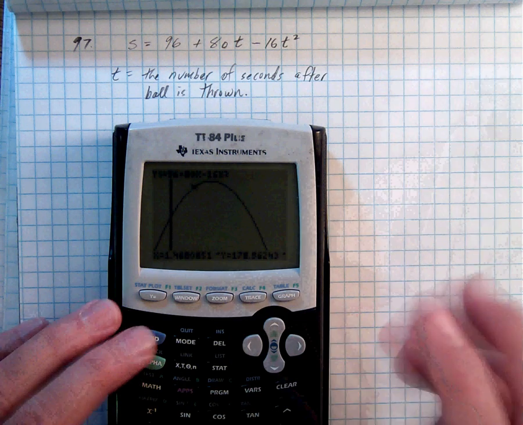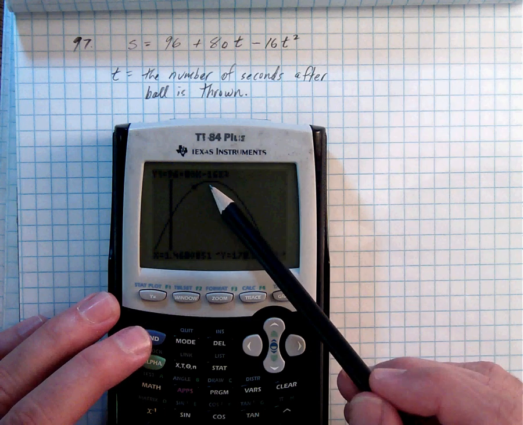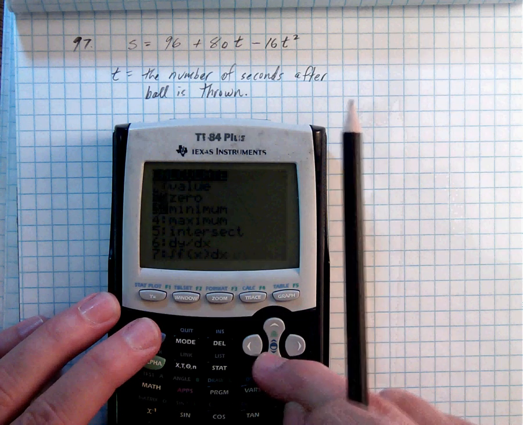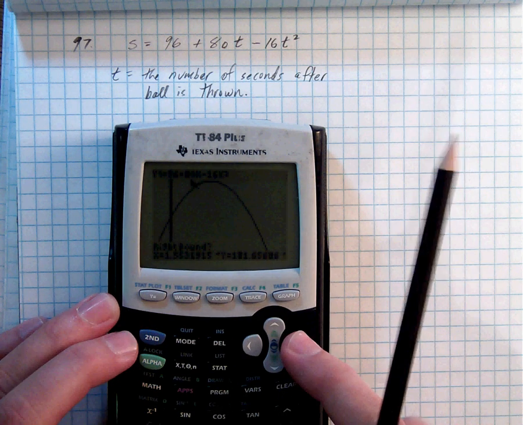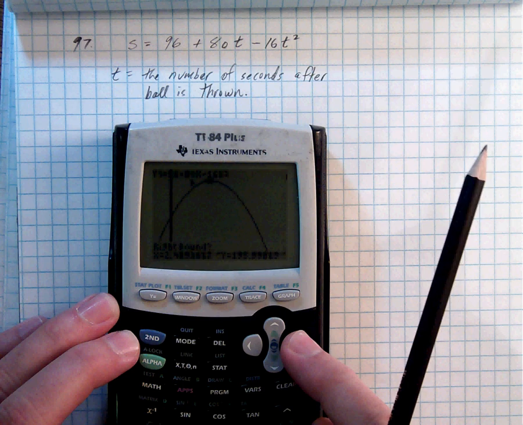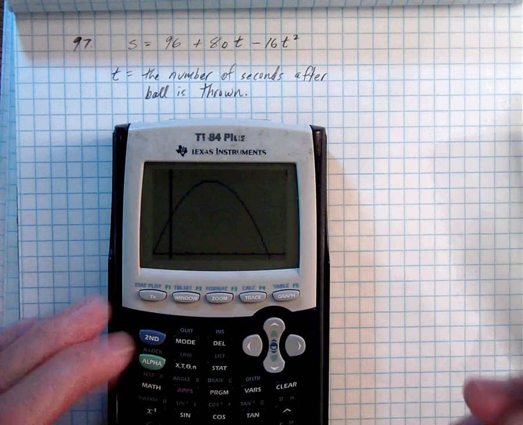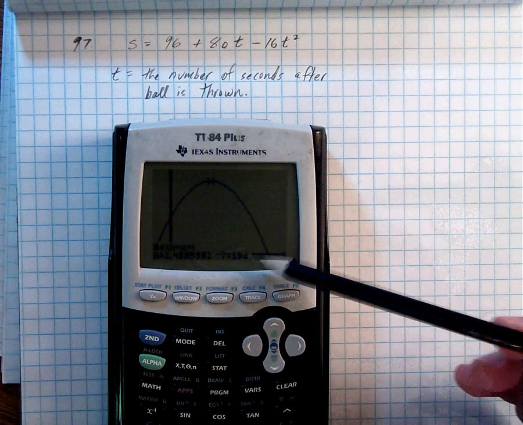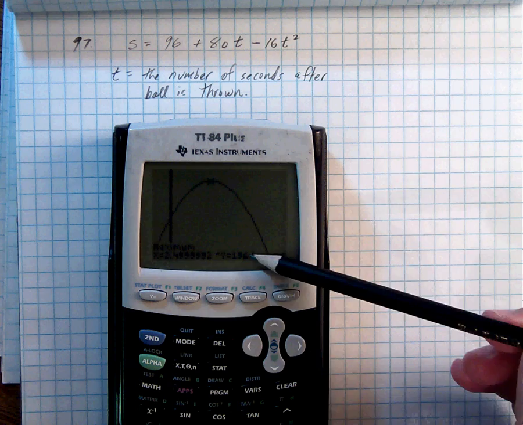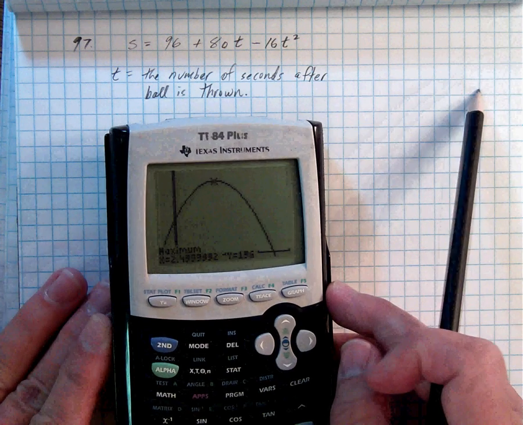So if I want to know how high the ball goes, I want to know the vertex of this parabola. So I can go to second trace, maximum, enter for left bound, then you go over to the right side of the hill, the vertex I should say, enter, enter. And I can see at 2.5 seconds the ball reaches its peak of 196 feet, right?